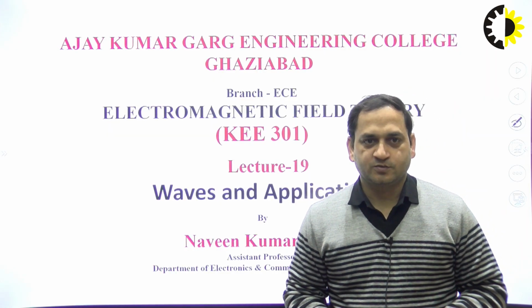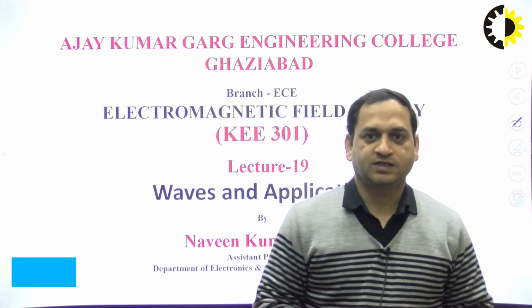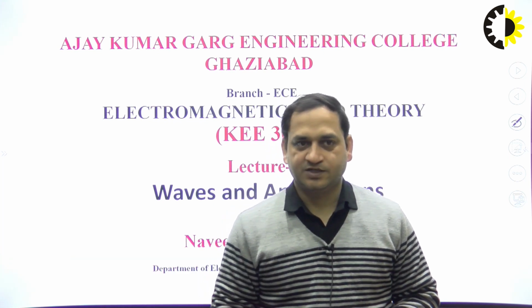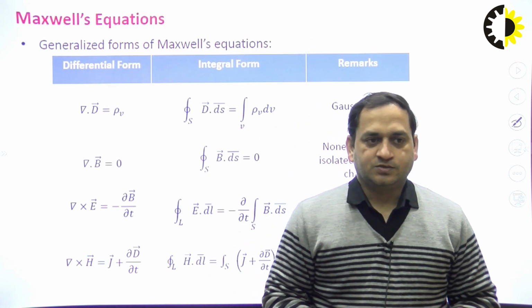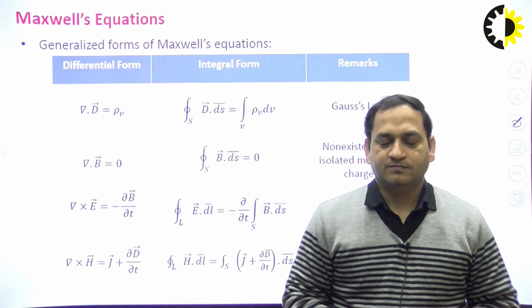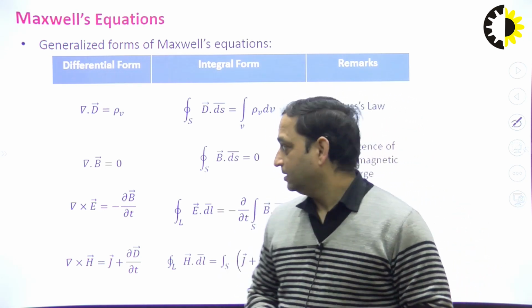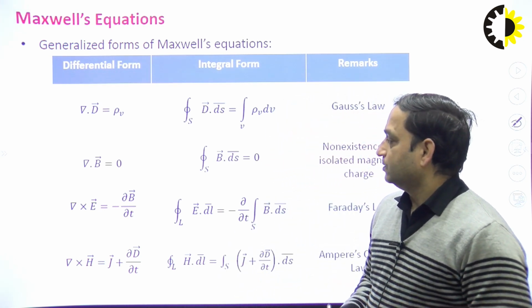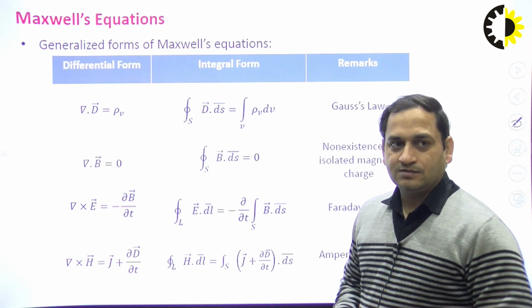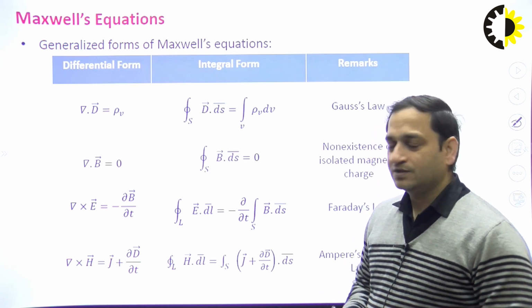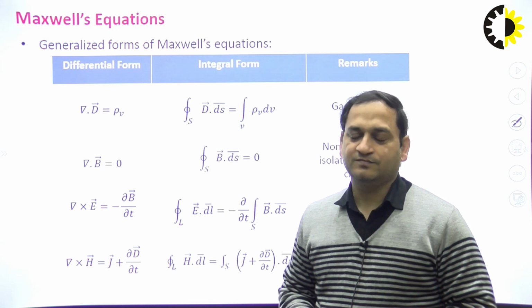In the course Electromagnetic Field Theory, code KEE 301, today we have lecture number 19, and we are in Unit 5, Waves and their Applications. Till now we have derived all four Maxwell's equations in the time-varying E and B fields. Before we go for wave propagation, we have to summarize all the Maxwell's equations.